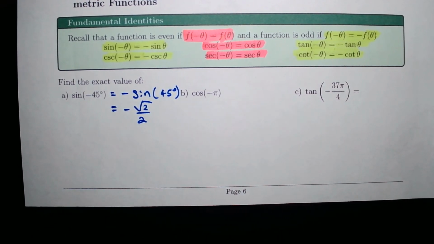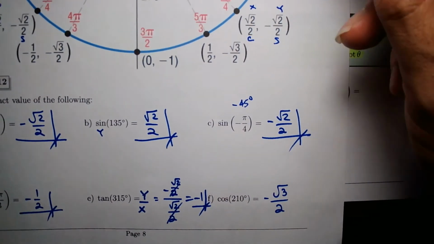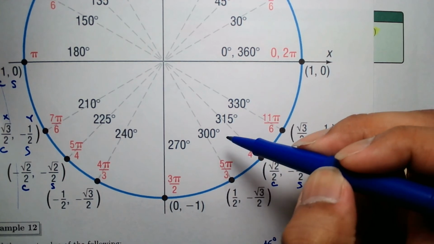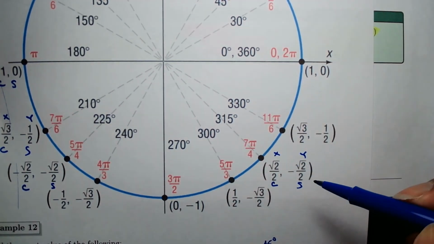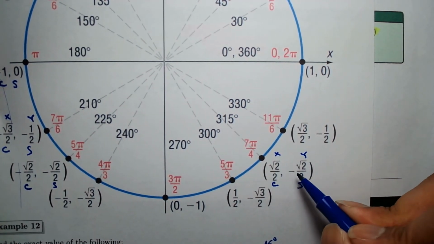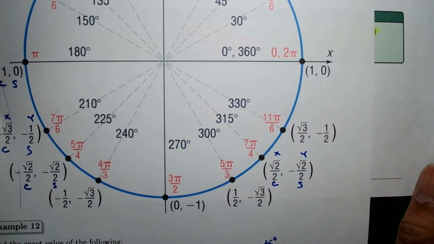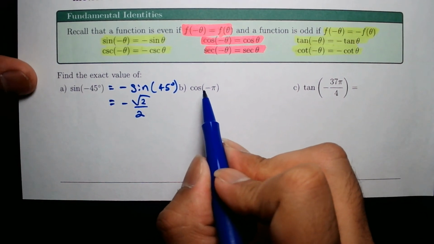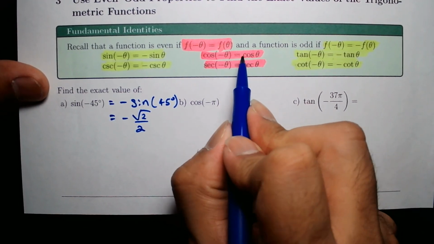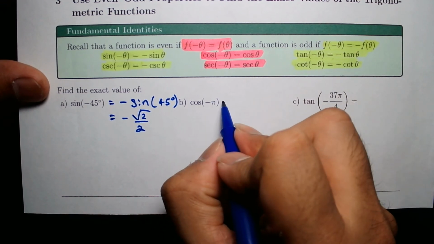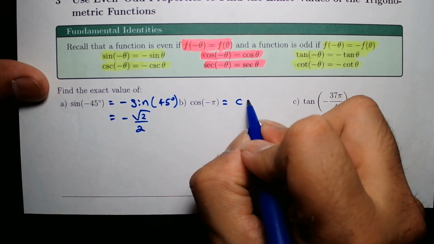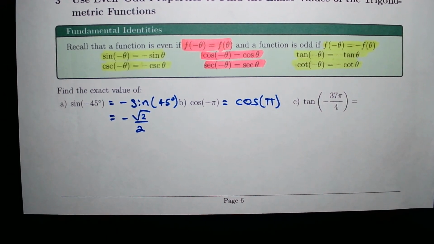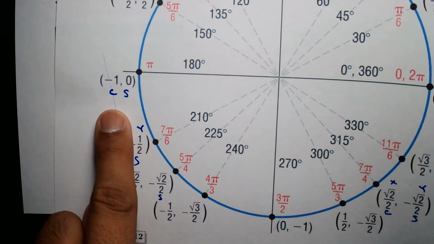Now, if you didn't use the even odd property, you go in the negative direction, to negative 45 degrees, which is 7 pi over 4. What sign? Isn't it negative root of 2 over 2? It is, right? Okay, what about cosine of negative pi? The cosine function, when you have a negative angle, the negative simply disappears. That's cosine of simply pi. And what do we know about cosine pi from the unit circle? Negative 1.